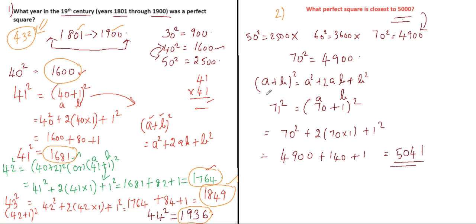So in the question, they are asking you to find out the perfect square which is closest to 5000. But your 71 square has already crossed 5000, right? So 5000 is present somewhere between 70 square and 71 square, but you don't have any numbers present between the two. So we come to a conclusion that 71 square is the perfect square which is closest to 5000. So this is the answer.